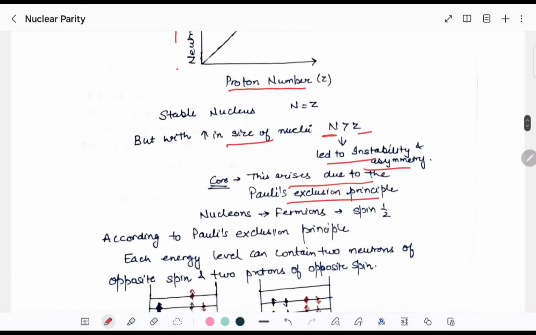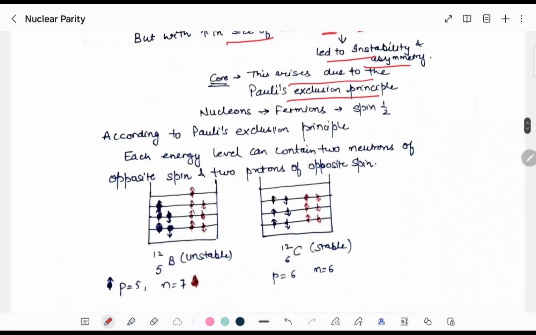Like we can understand in this case, suppose we have energy levels for the boron and for the carbon. Here boron is unstable and carbon is stable. Now let me explain how this is happening. Now in this case, the blue color is representing the protons and red colors are representing the neutrons.